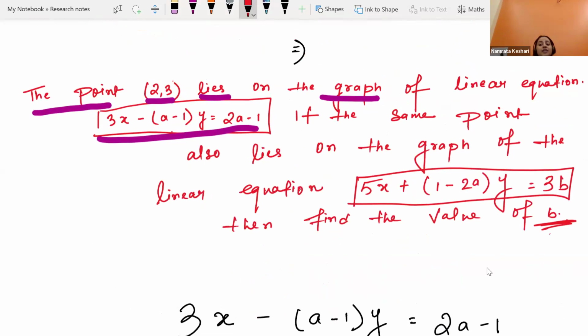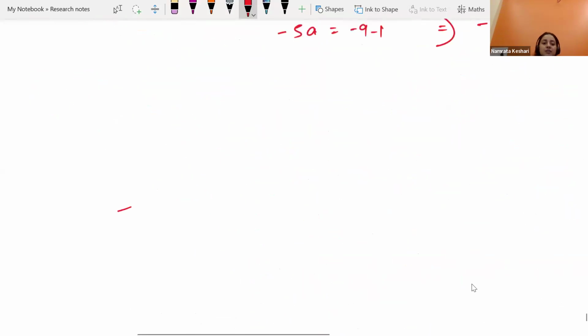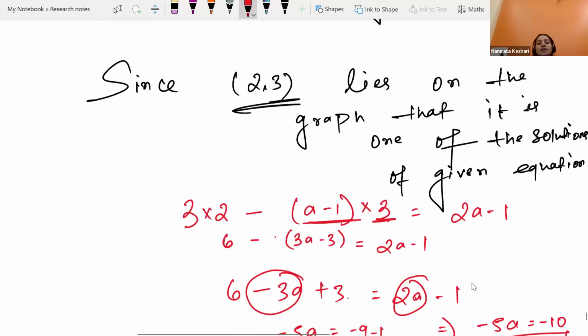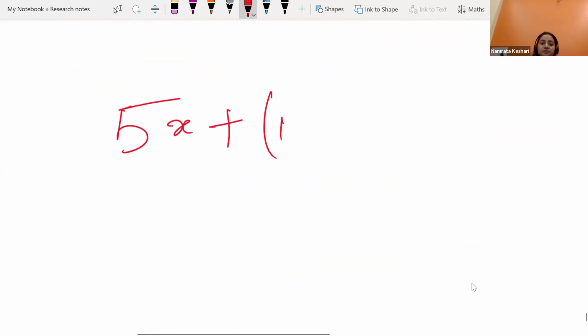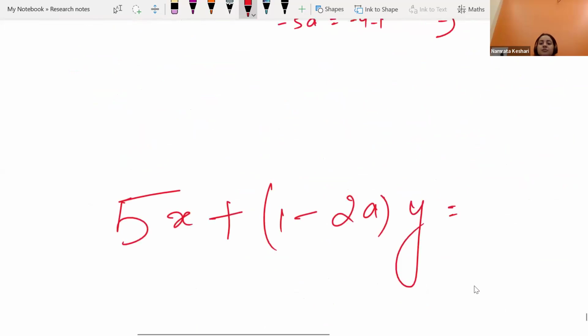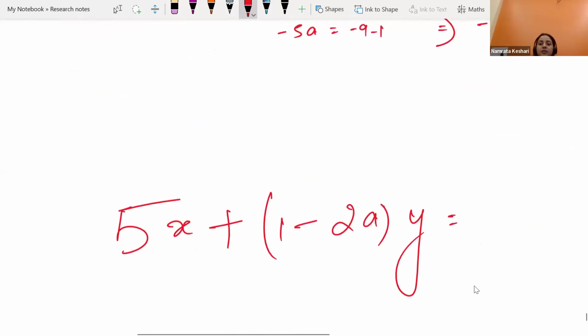But we are not supposed to find the a value over here. We have to find the b value, but the condition is that the same point lies on this graph. (2, 3) is a point which is lying on the first graph. It is lying on the second graph also. The second equation I am writing: 5x + (1 - 2a)y = 3b. Such a beautiful question.